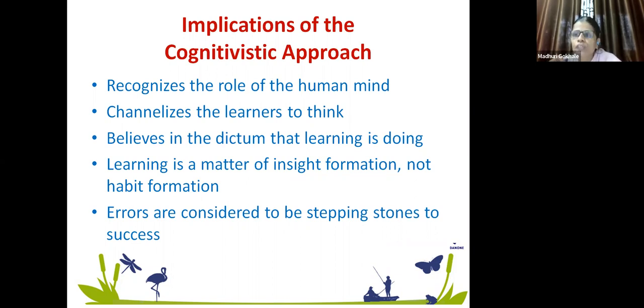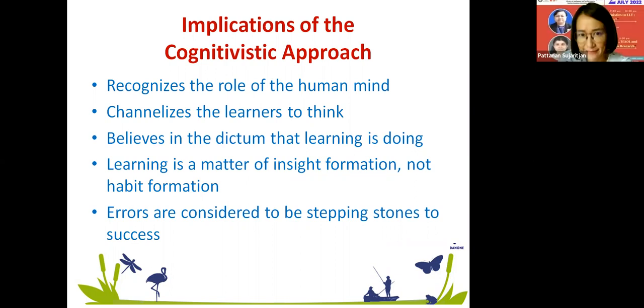So errors are important in learning. Errors are a sign of learning, actually, because if my learners don't commit errors, I don't understand whether what I'm teaching is even reaching their brain. So it's a good topic, Patnam, and I hope you will be able to arrive at more reasons for why errors take place. Okay.